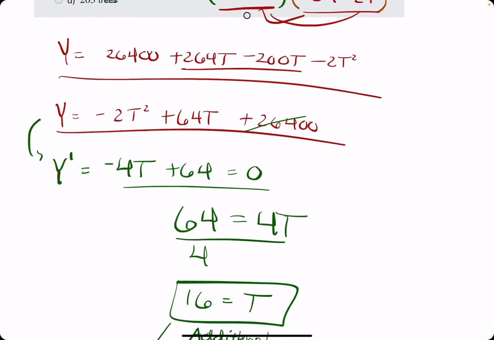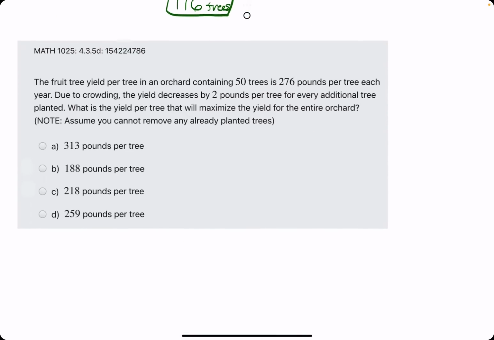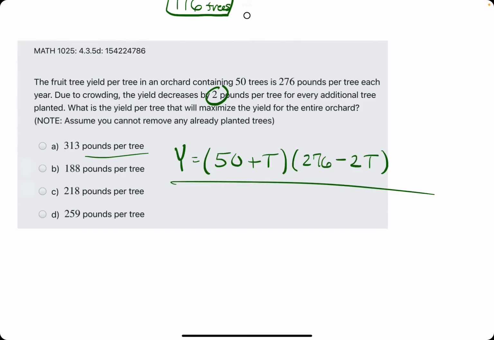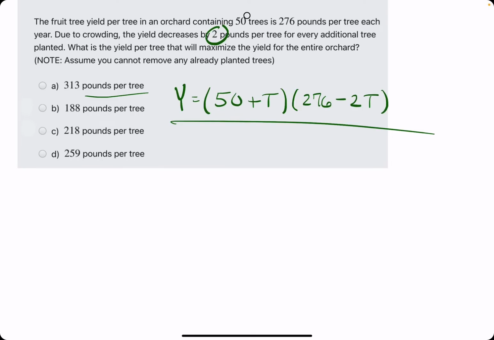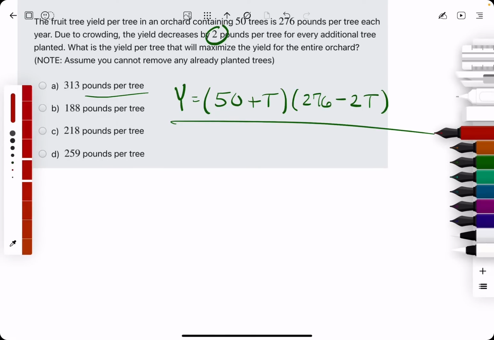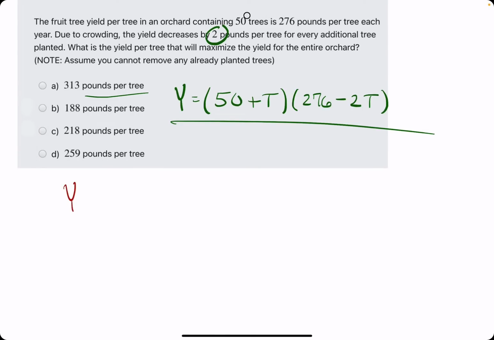All right, so let's give that another go with a version where they ask for pounds per tree. Setting it up in the same way, starting with number of trees plus t. It's always plus t for number of trees, but it's the second expression that might change depending on how many pounds it's decreasing by for each additional tree planted. Same exact setup, same distribution process. So let's distribute everything, FOIL everything out.